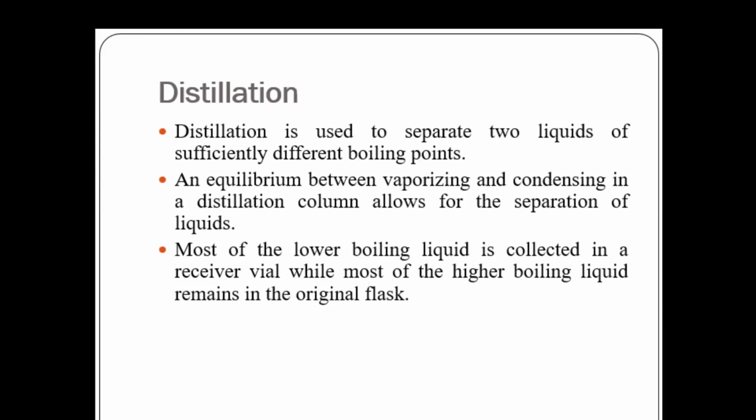This is the equilibrium, because some components will be vaporized and further condensed and converted to liquids. Some are vaporized, go to the condenser and are then collected in the RB. So equilibrium will be maintained. An equilibrium between vaporizing and condensing in the distillation column allows for separation of liquids, and as a result you can separate the mixture of liquids.